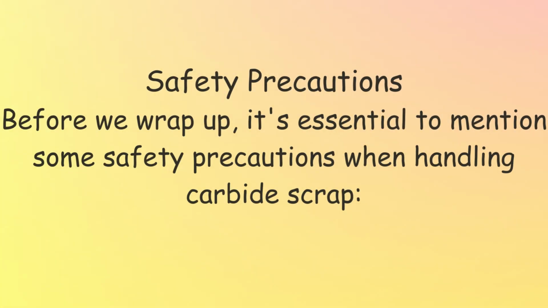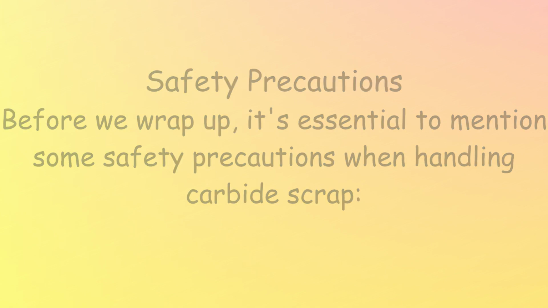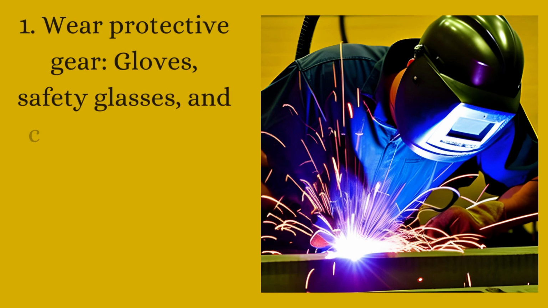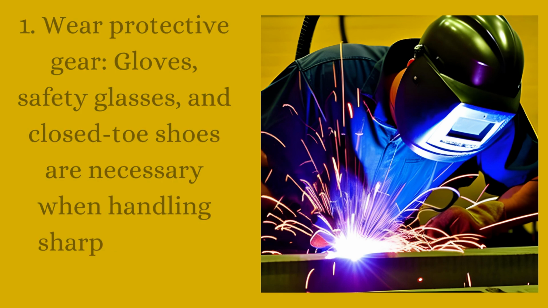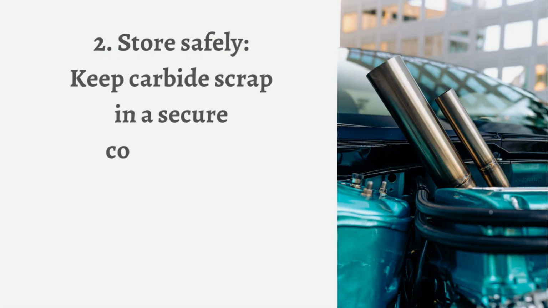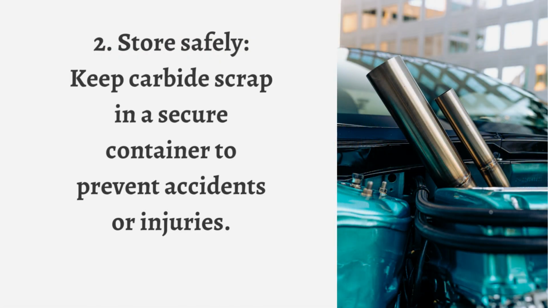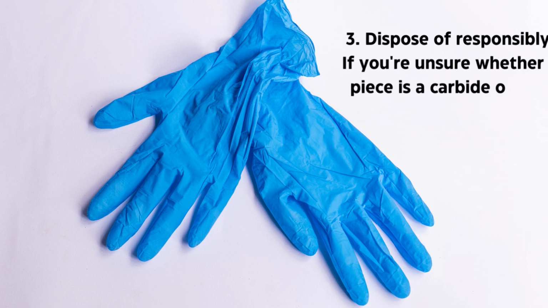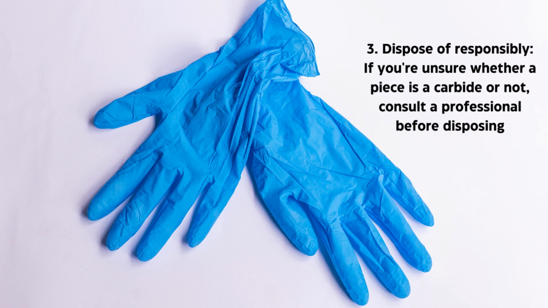Safety precautions. Before we wrap up, it's essential to mention some safety precautions when handling carbide scrap. 1. Wear protective gear. Gloves, safety glasses, and closed-toe shoes are necessary when handling sharp or heavy carbide scrap. 2. Store safely. Keep carbide scrap in a secure container to prevent accidents or injuries. 3. Dispose of responsibly. If you're unsure whether a piece is carbide or not, consult a professional before disposing.